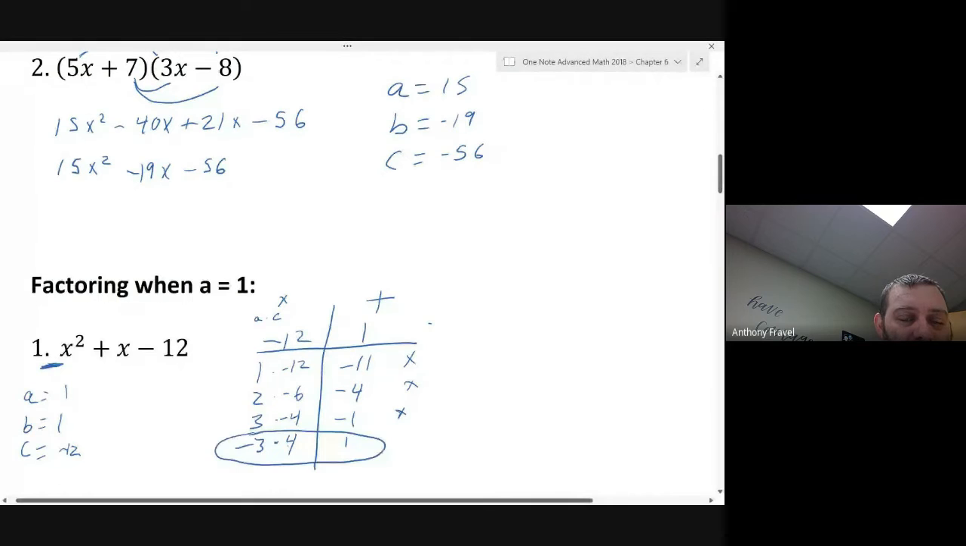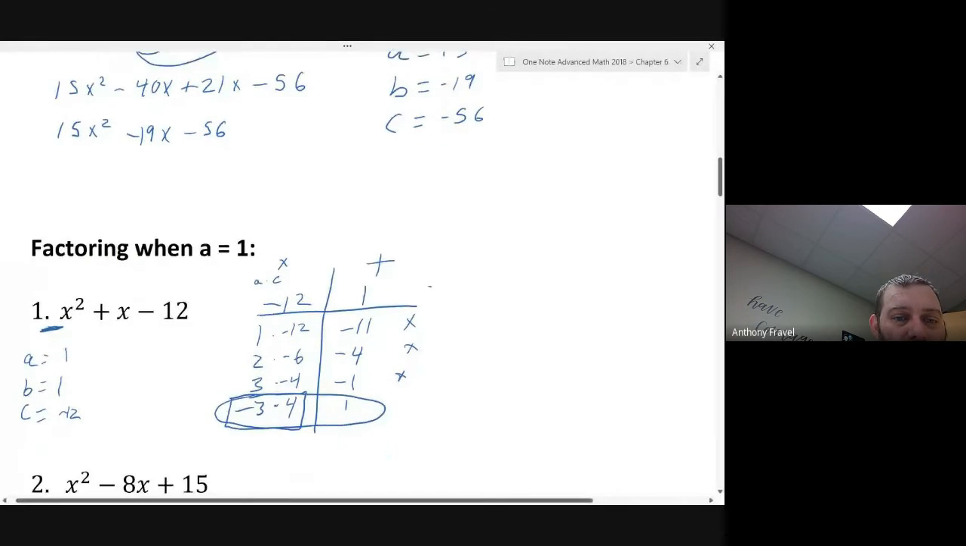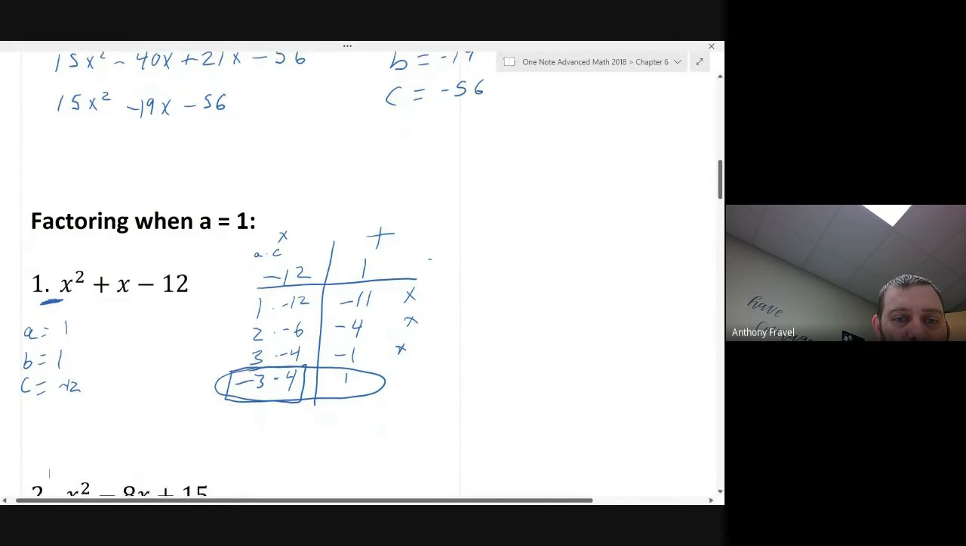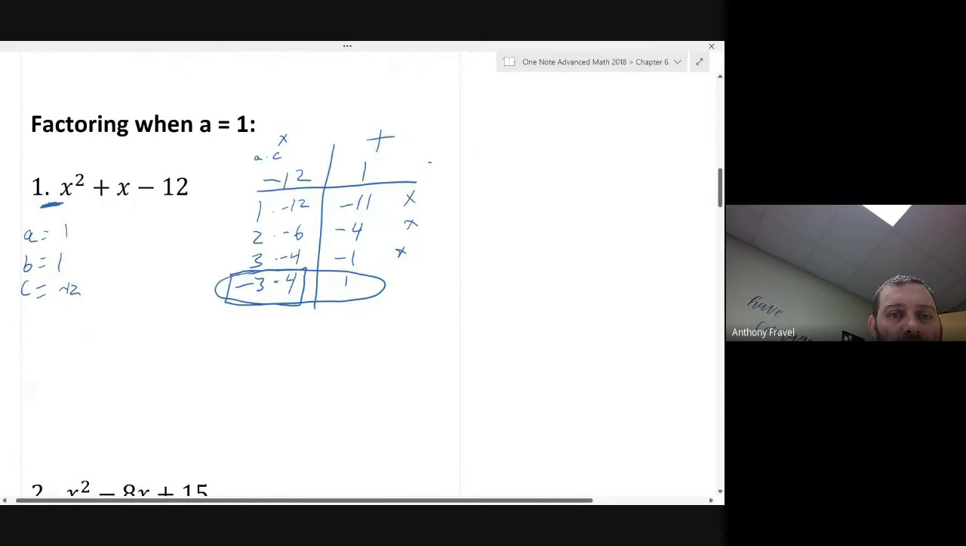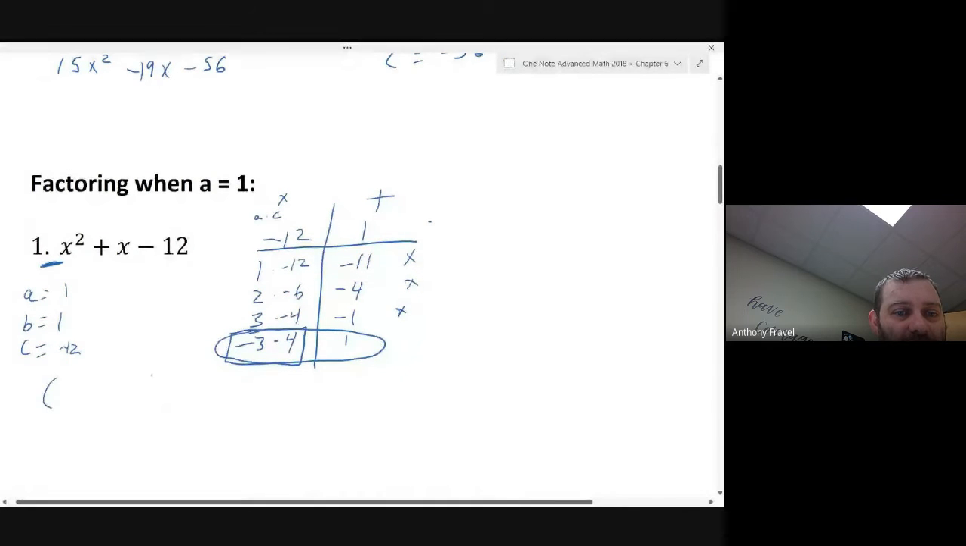This is what I'm looking at, and these are the numbers I'm going to work with. Let me add an extra line so we have some room to work with here. I've got this negative 3 and then a positive 4. So what I'm going to do is write out two ordered pairs here.